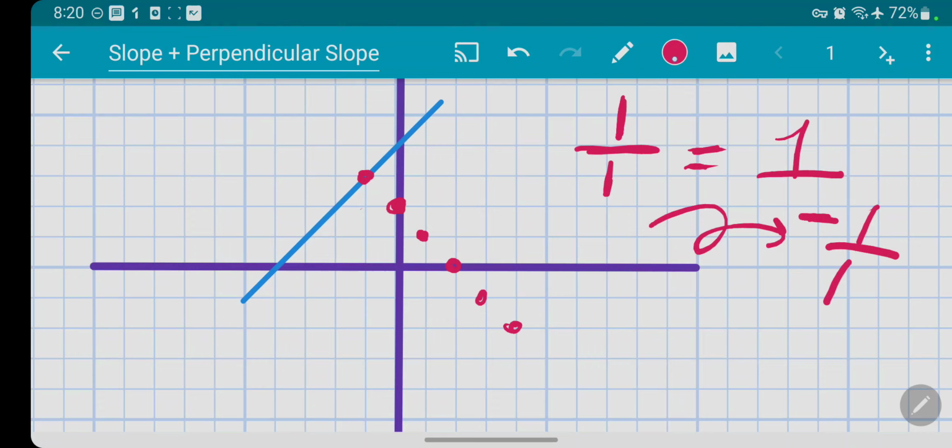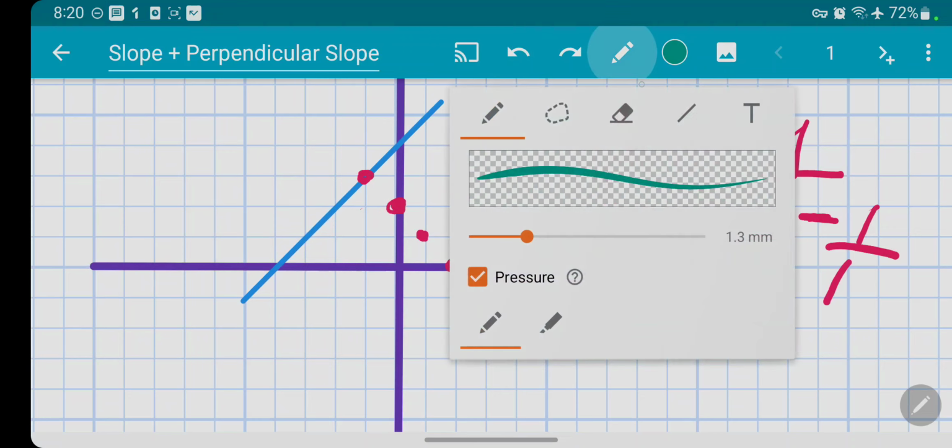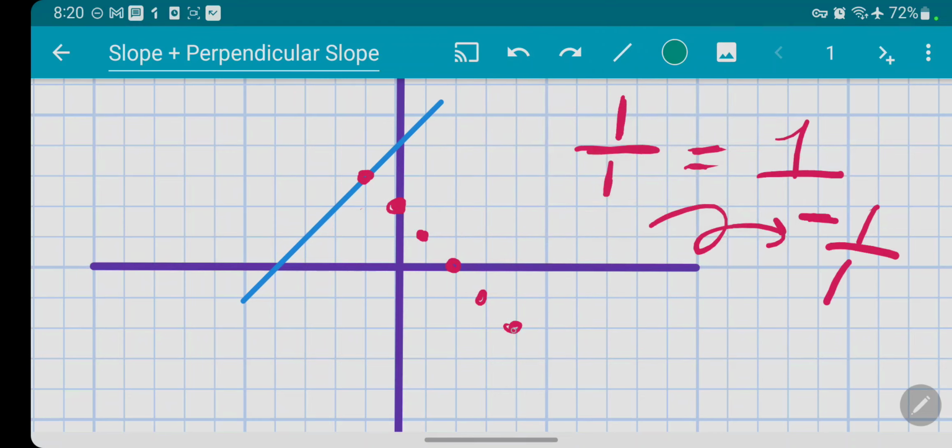So in the last example, we talked about how if something's going up fast, then to be perpendicular, it needs to go down, but slow. Well, that wasn't a straight line. The exact opposite of up at medium speed is down at medium speed. All right, that's a special case.